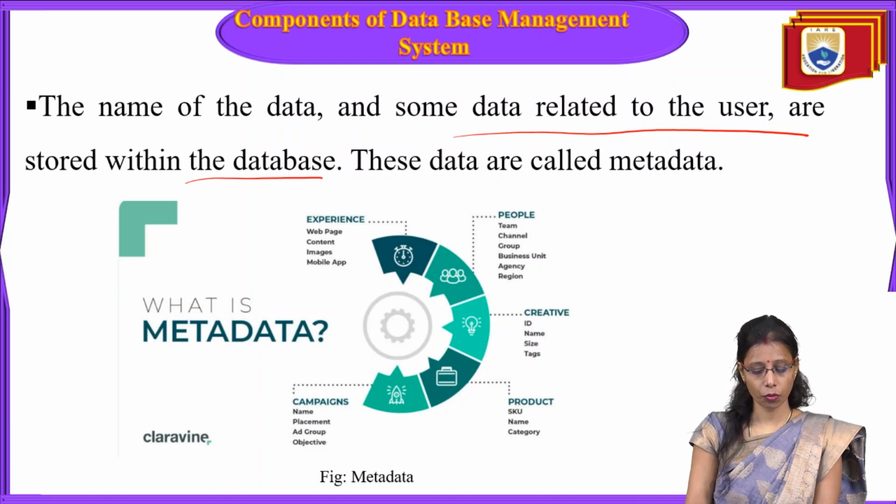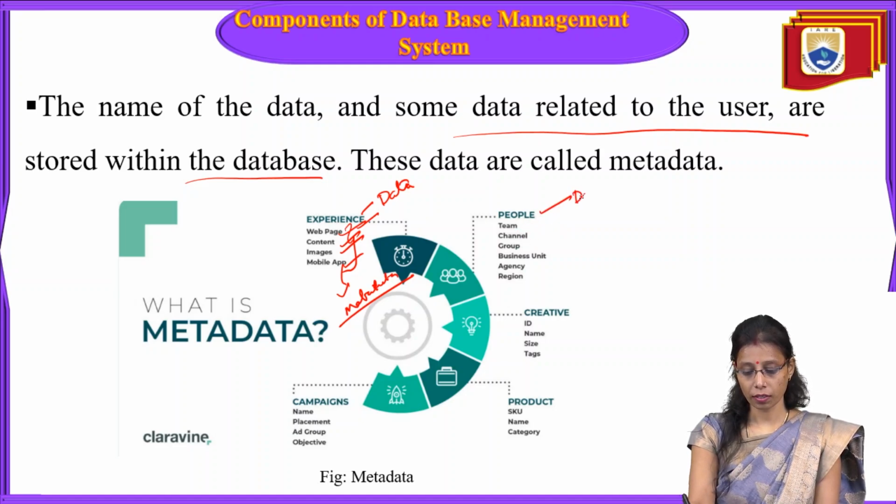So the data which are stored in the metadata is like, for example, when you talk about experience. In experience, what type of metadata? This is the data, and this is the metadata. Metadata is web page, content, images, mobile app. So all this comes under the metadata. When you talk about people, people is the data. So what is the metadata here? Team, channel, group, business unit, agency, region. So these are all metadata.